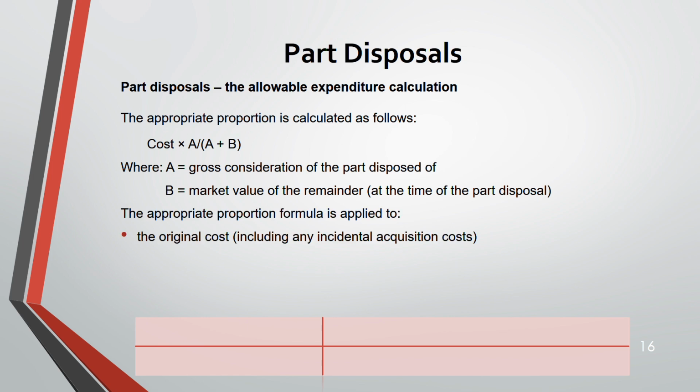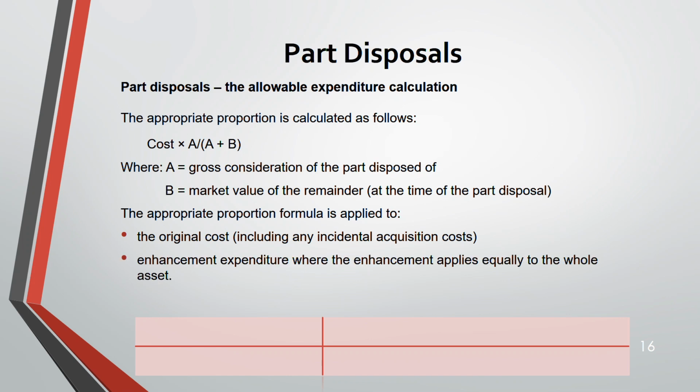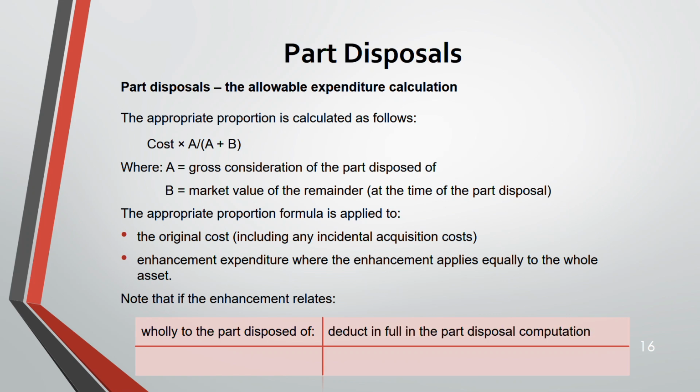The appropriate proportion formula is applied to the original cost, including any incidental acquisition cost, and also the enhancement expenditure, where the enhancement applies equally to the whole asset. If the enhancement relates to the part disposed, deduct in full in the part disposal. If it is wholly to the part retained, do not deduct any in the part disposal.